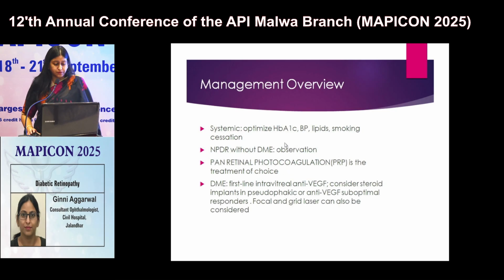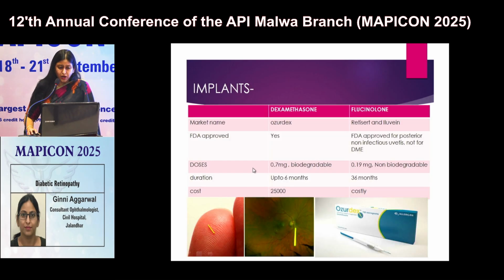So the last few slides, we have to optimize HbA1c. If there is NPDR, kindly only observe. Retinal laser is the treatment of choice. In edema, we have to use anti-VEGF and steroids. If a patient has undergone cataract surgery and they already have an implant in their eye, then steroid is a very good option. Steroids otherwise cause cataract, so we do not give it to the patients who have not undergone cataract surgery. These are how the implants look like.